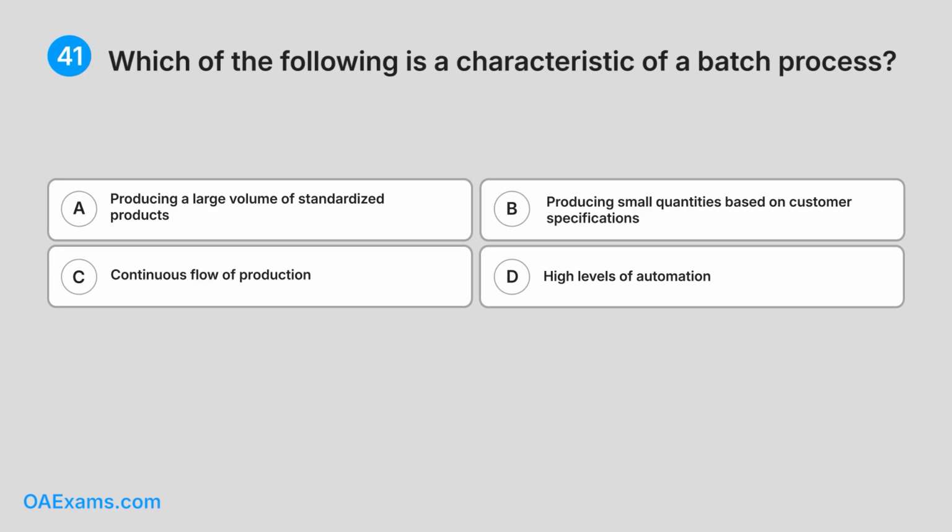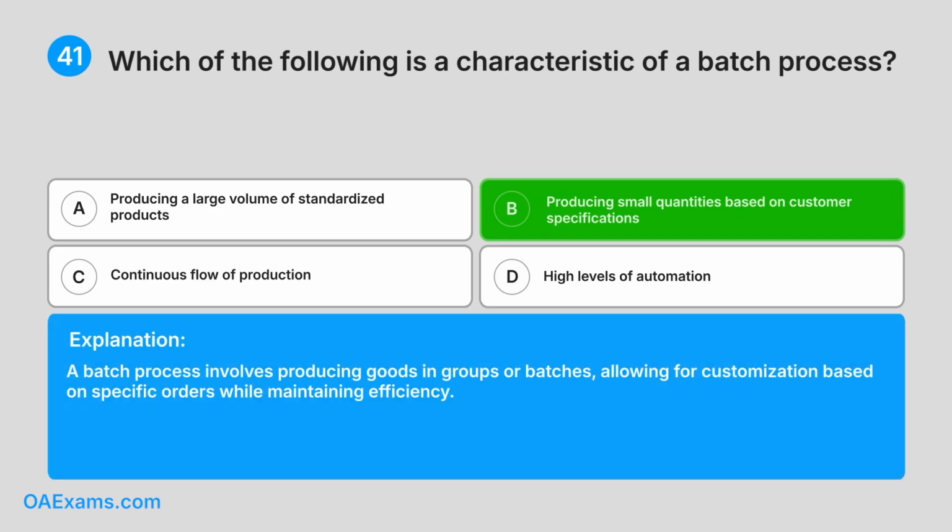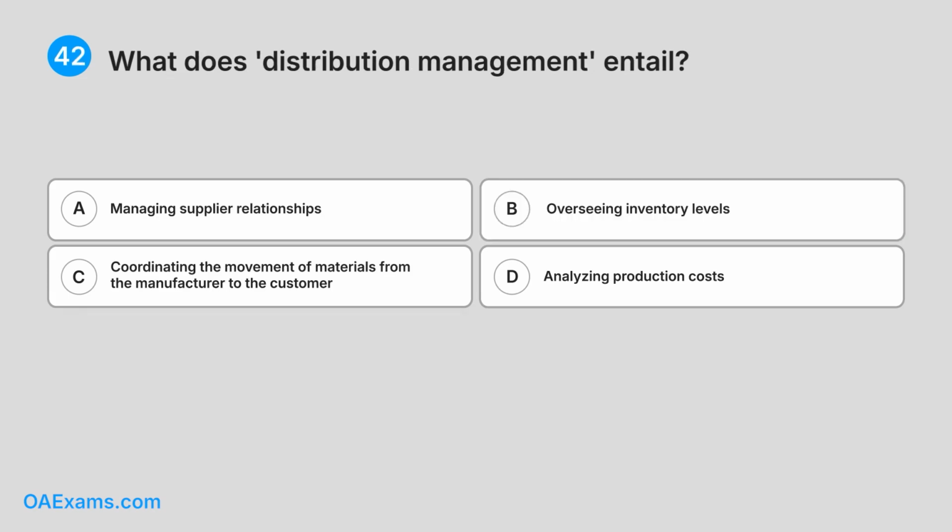Correct answer. B. Producing small quantities based on customer specifications. Explanation. A batch process involves producing goods in groups or batches, allowing for customization based on specific orders, while maintaining efficiency. 42. What does distribution management entail?